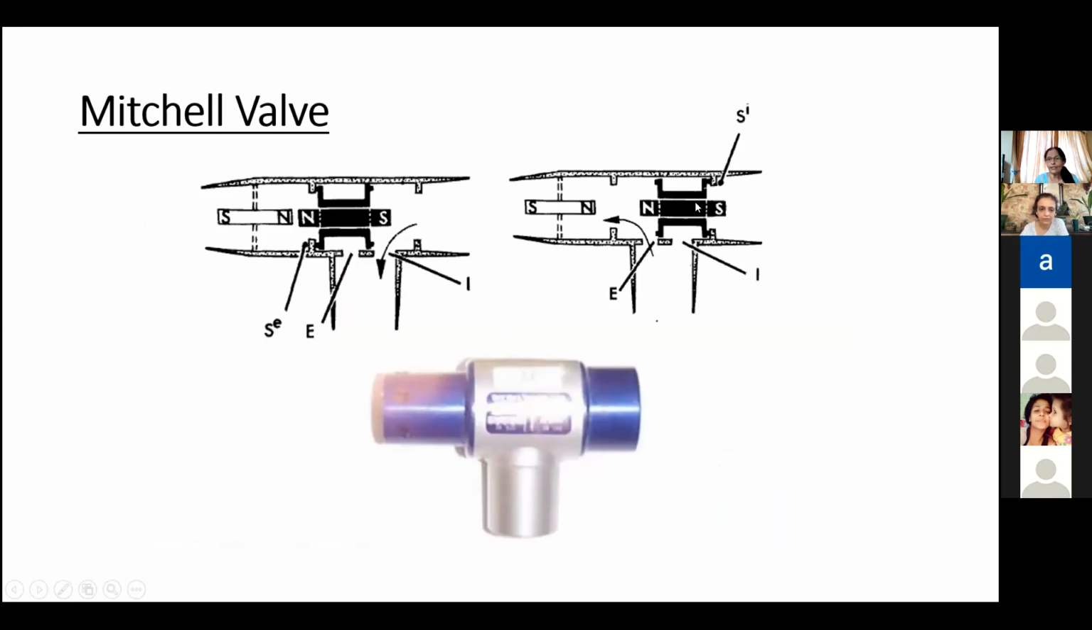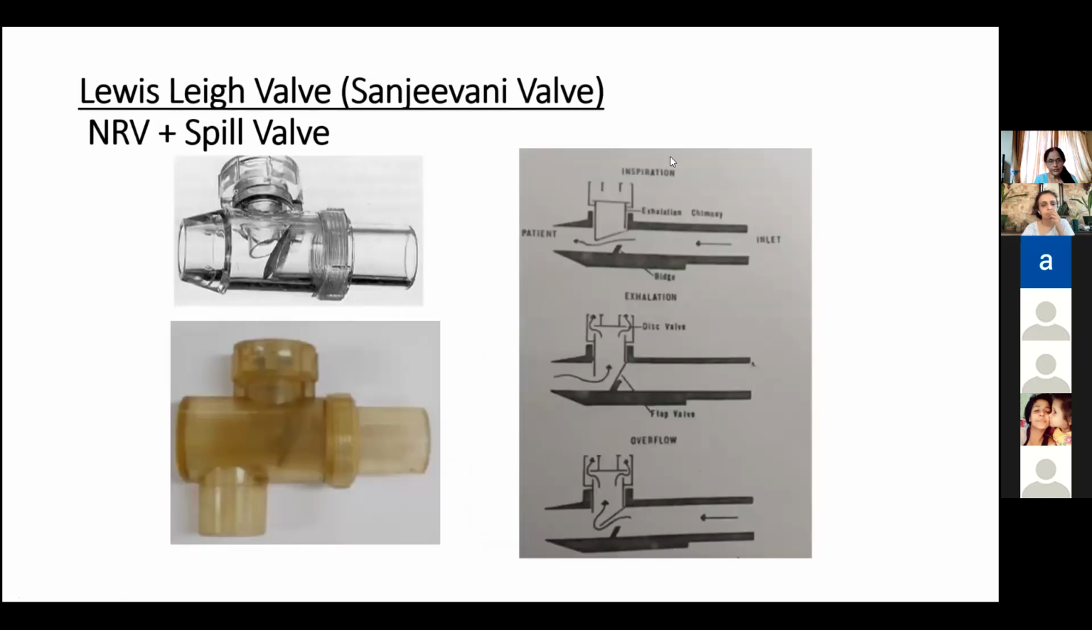Here is a Mapleson valve. I explained to you how these two similar ports face each other. So the valve is in such a position that if you want to ventilate, you have to apply positive pressure. Only then you can ventilate. Hence, this valve is called an inflating valve, meaning it can be used only for controlled ventilation, not for spontaneous.